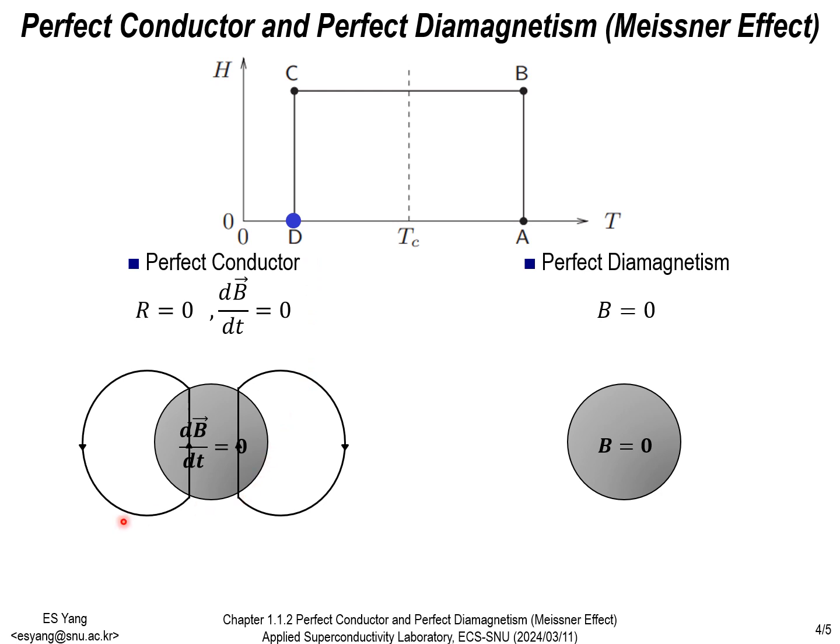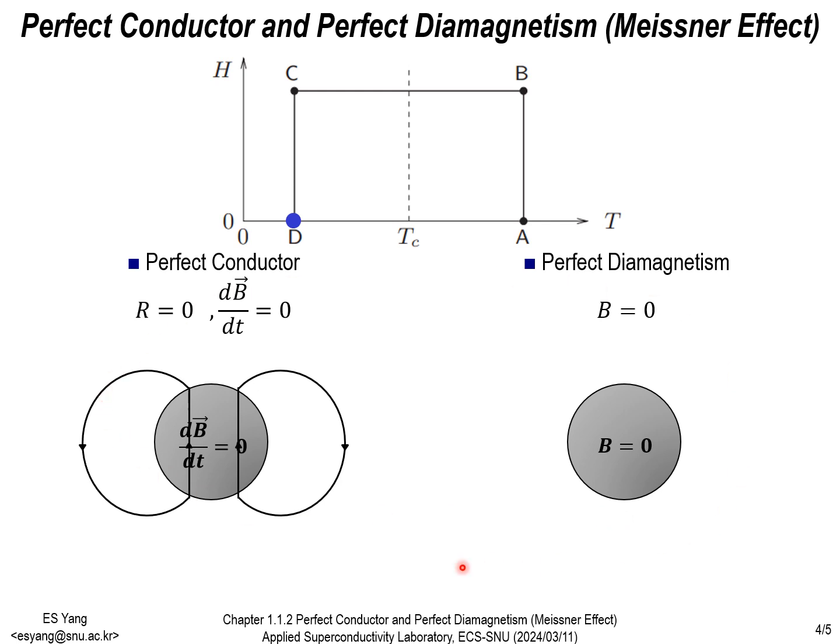Finally, while maintaining the temperature below Tc, we remove the external magnetic field. In the case of perfect conductor, the internal magnetic field retains the same value as the external field previously applied, resulting in the formation of an internal magnetic field, as shown in the diagram. However, for perfect diamagnetism, regardless of the external magnetic field, the internal magnetic field must be zero, leading to the disappearance of the magnetic field, as depicted in the diagram below.